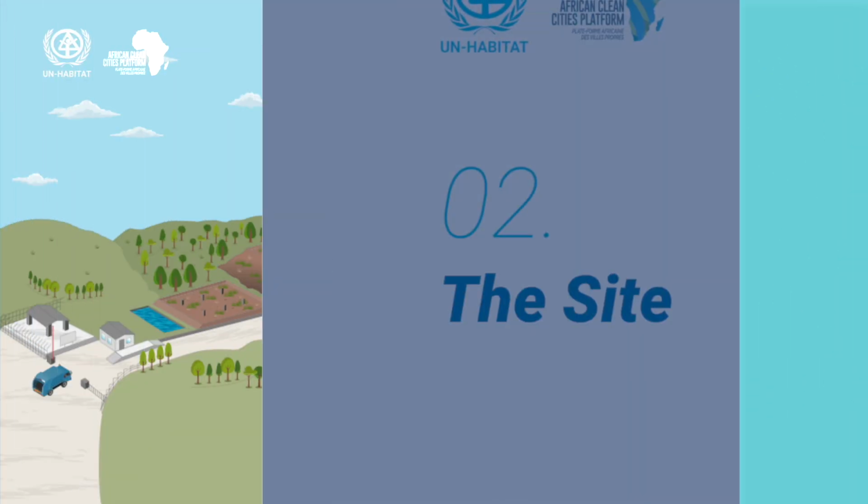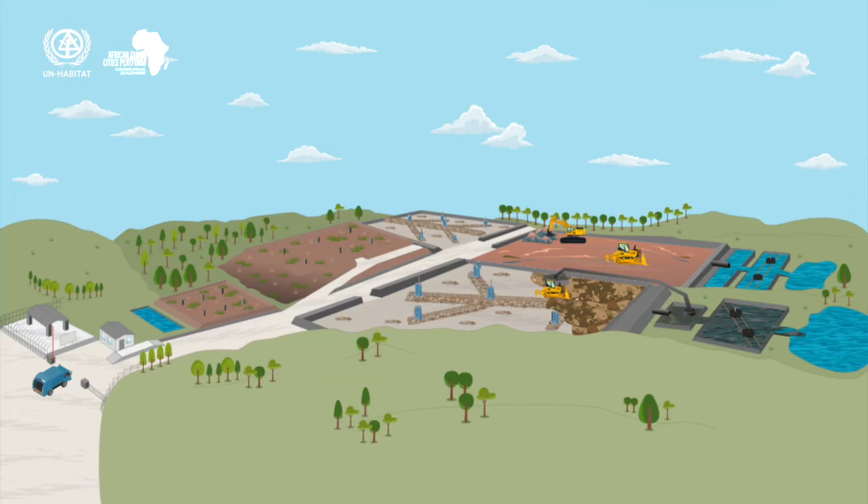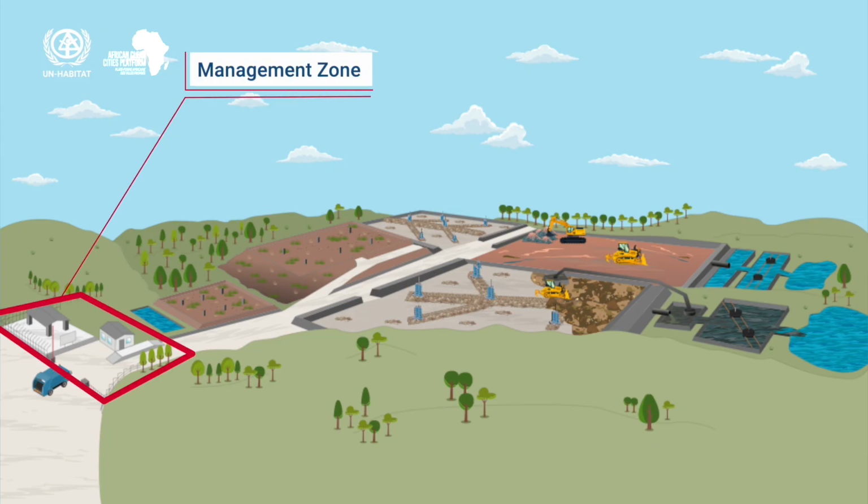Seen here is the layout of a typical semi-aerobic controlled landfill. The management zone is located near the entrance. There's a workshop, a site office, a vehicle weighbridge, and vehicle washing facility. These help the site operator to administrate operations and maintain site equipment.